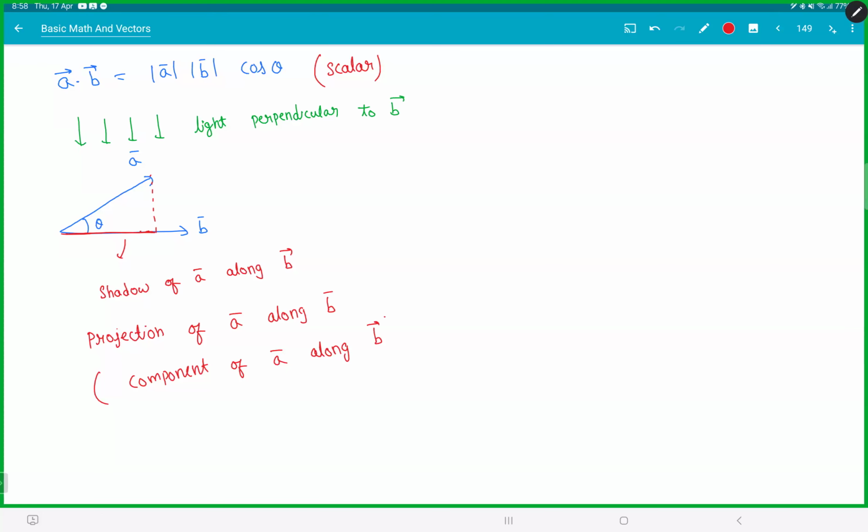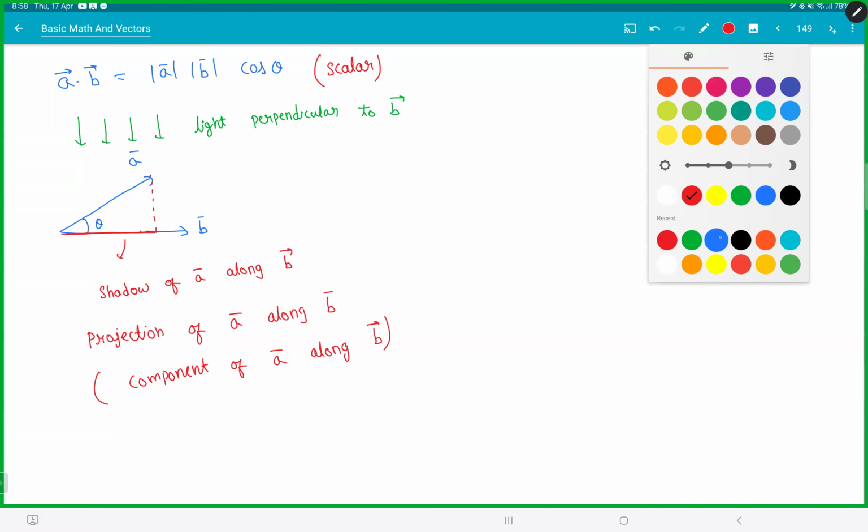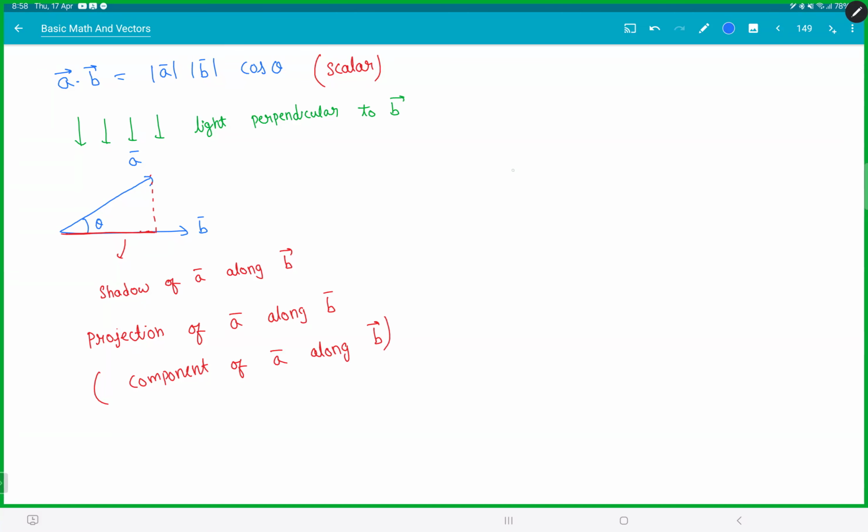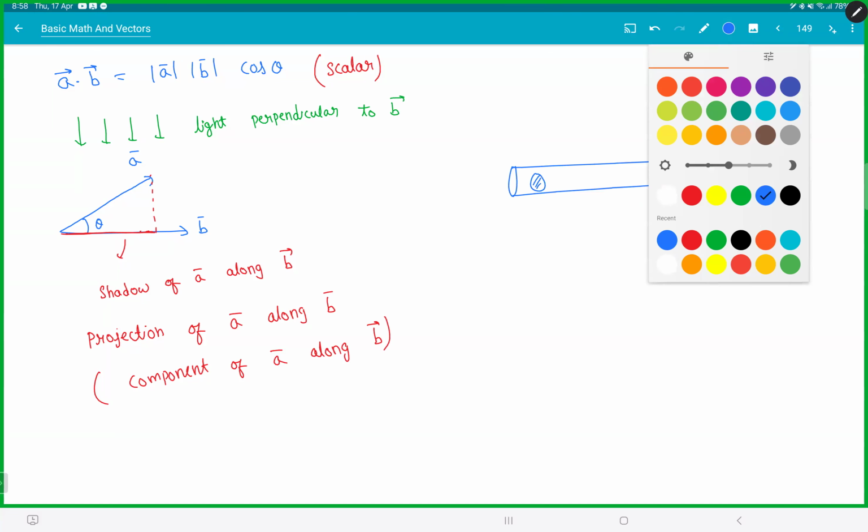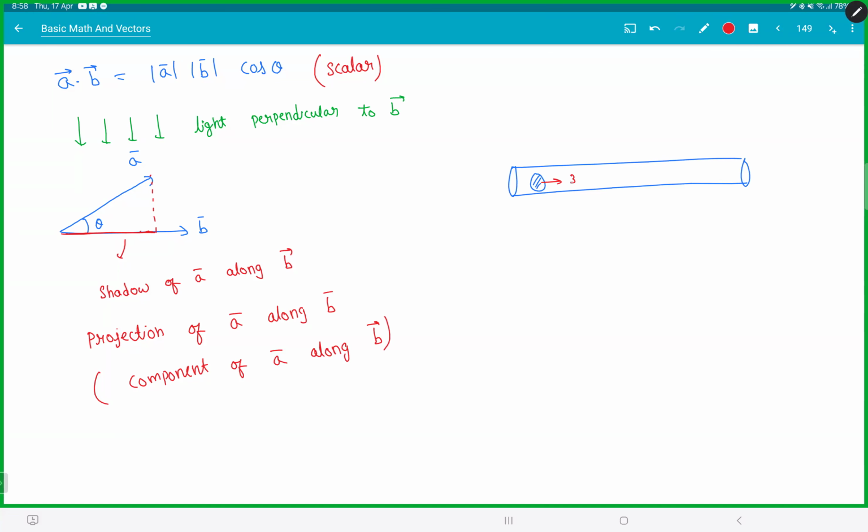So most of the times, you'll not be so lucky to divide the components along i cap and j cap. Sometimes you want to divide the component in some other random direction. For example, imagine we have a cylinder like this. Inside we have a ball here. Let's say the ball is going with a speed of 3 meters per second, and this entire pipe is being pulled up with a speed of 4 meters per second. What is the speed of the ball?